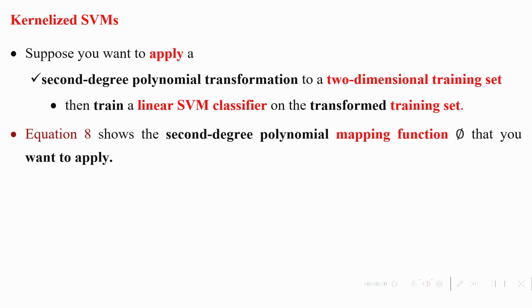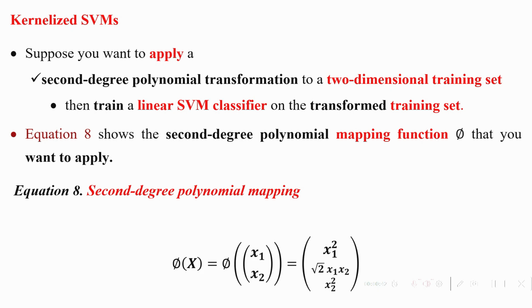Suppose you want to apply a second degree polynomial mapping function phi on your data set. Here it shows the second degree polynomial mapping function, phi of x, where x contains two features. Phi of x1, x2 is mapped to x1 square, square root of 2 x1 x2, x2 square. These are the terms of the second degree polynomial mapping function.